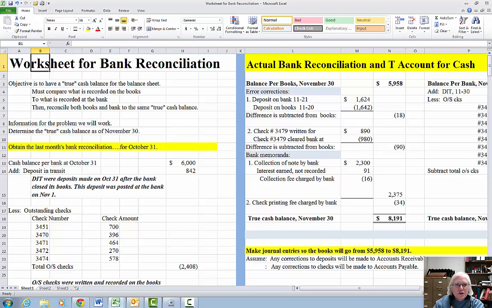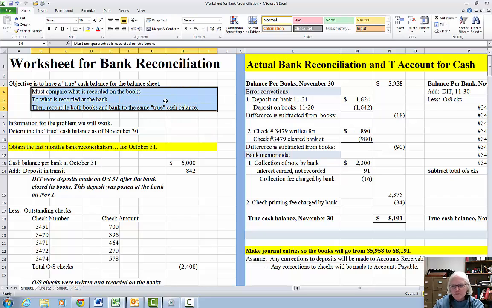Hey folks, we're going to talk about the worksheet for bank reconciliations. So we're going to stay to the left of the blue line for now. The objective that we want is to have a true cash balance for the bank statement. So what we're going to have to do is compare what's recorded on the books to what is recorded at the bank, and then reconcile to make sure that both the books and the bank have the same true cash balance, because that's going to be what's on the balance sheet at the end of that particular period of time.